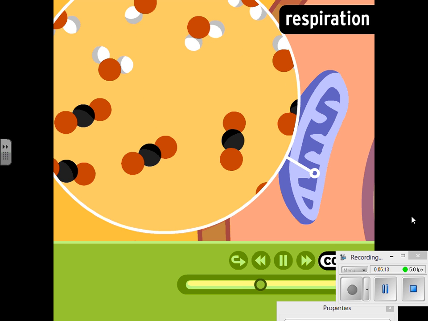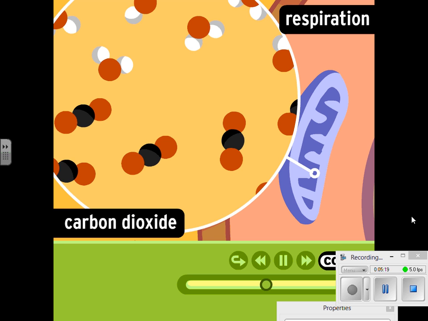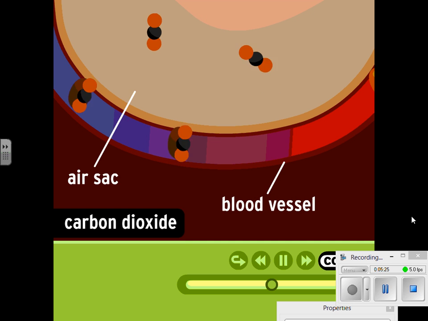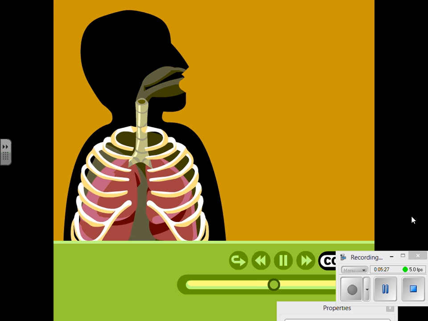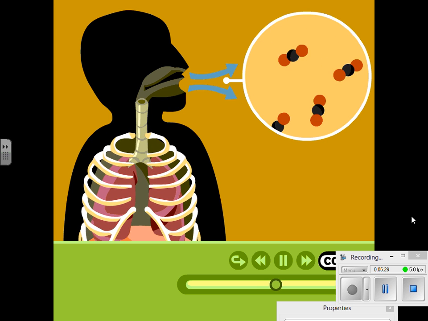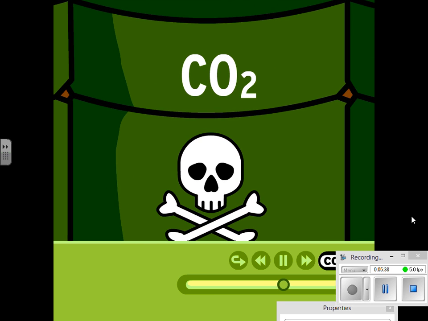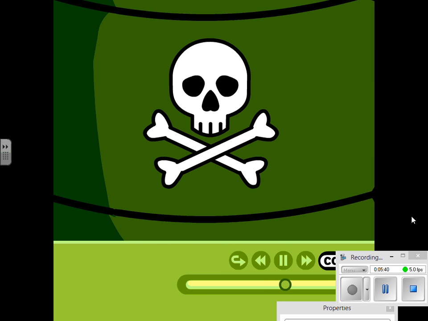When the reaction is complete, three things are left over: an energy-packed molecule called ATP, water, and the waste gas, carbon dioxide. Your cells expel the carbon dioxide into your blood, which carries it to your lungs. When you breathe out, you're exhaling this carbon dioxide. Carbon dioxide is a harmful waste gas that your body needs to get rid of. If too much carbon dioxide builds up in your blood, you die.